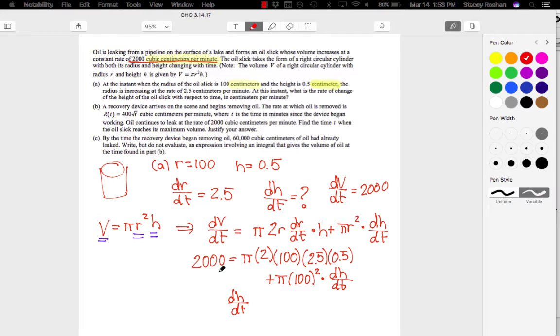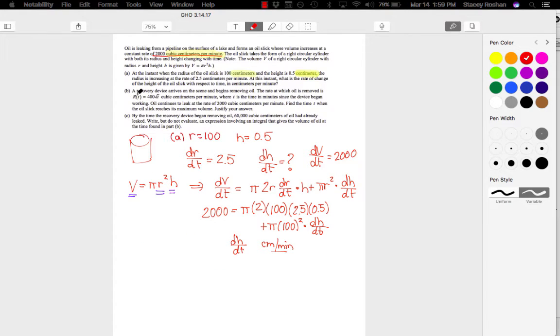And our units would be centimeters per minute, right? So I'm not going to do that on my calculator right now. That's how you do that problem there. So now I'm going to tackle part B.